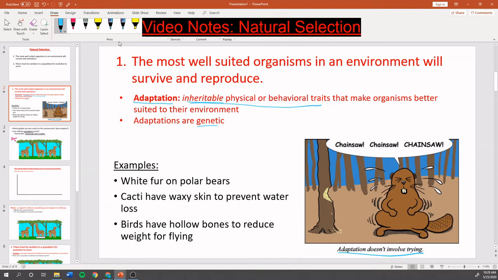So some other examples you can see here. White fur on polar bears, cacti have waxy skin to prevent water loss. Birds have hollow bones to reduce weight for flying. So those are all adaptations that different organisms have that allow them to survive better, which will allow them to reproduce better. But you'll notice all of these ones I listed here are also genetic. Those are things that can be passed on. Those are inheritable traits, okay? So let's go on to the next slide.